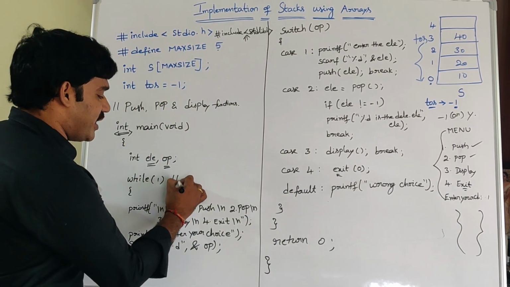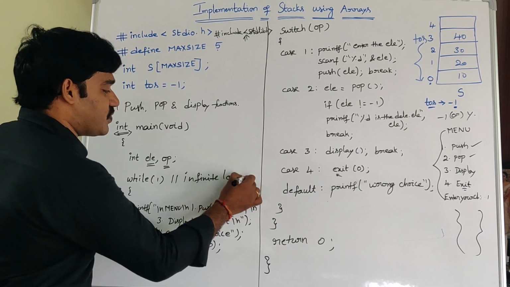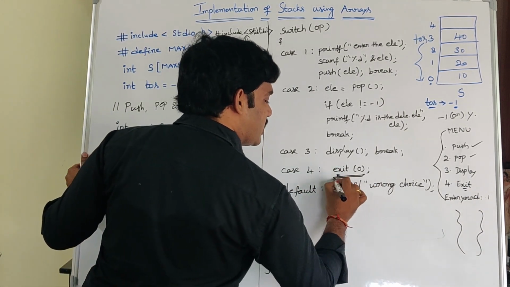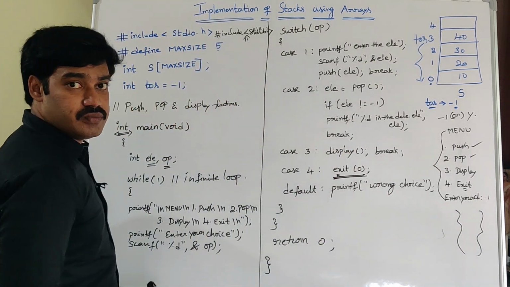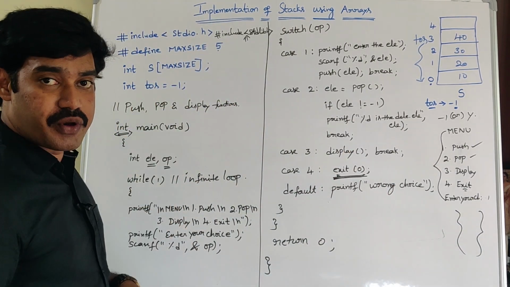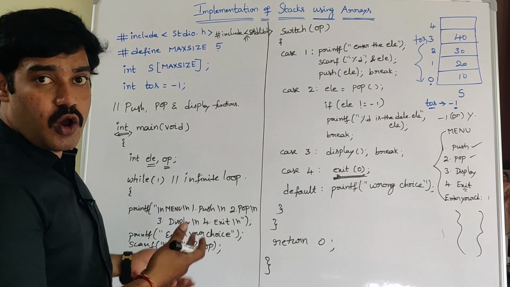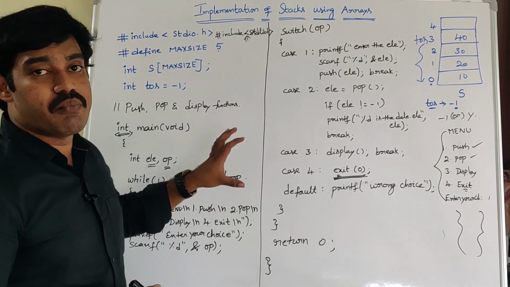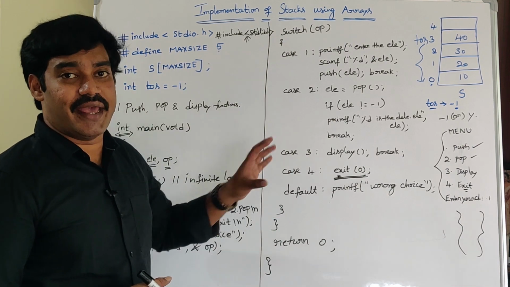Generally, you may get one doubt. Sir, this is the infinite loop. When will we come out of the infinite loop? Okay. When this statement exit of 0 is executed, we are coming out of the entire program, not only from the loop. So, this is the way to implement stacks by using arrays.